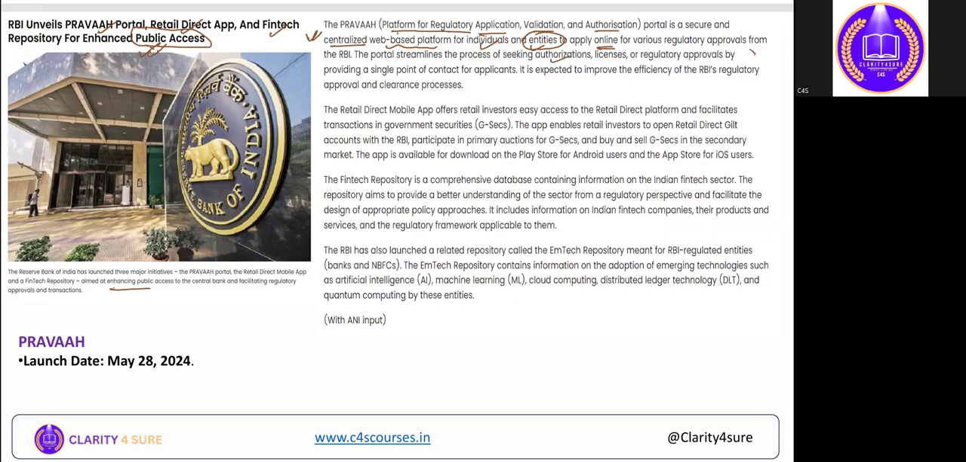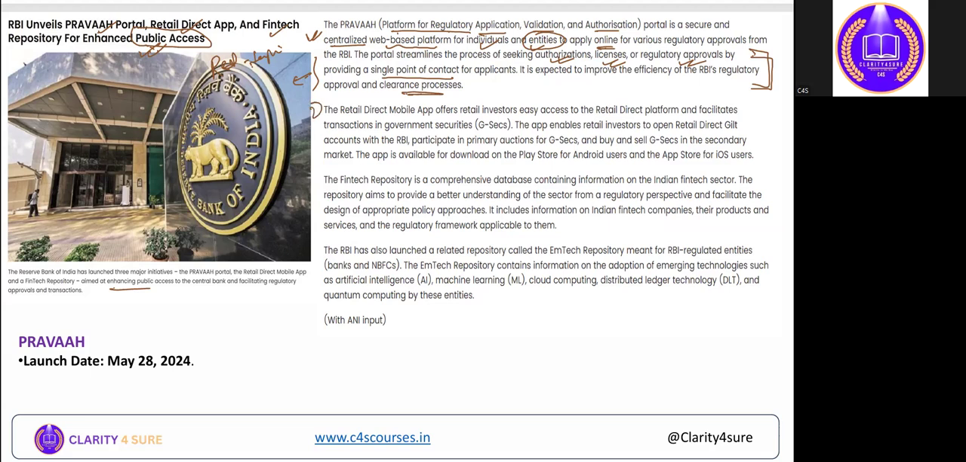Let's see the function of portal. Okay, what we can do in this portal. It streamlines the process of seeking authorization, license, or regulatory approvals by providing a single point of contact. It's a single window clearance system without any delay. The prime purpose behind such initiative by the RBI is to reduce the red tapeism. Okay, red tapeism, the delay in file movement and all. So it is expected to improve the efficiency of the RBI's regulatory approval and the clearance process.